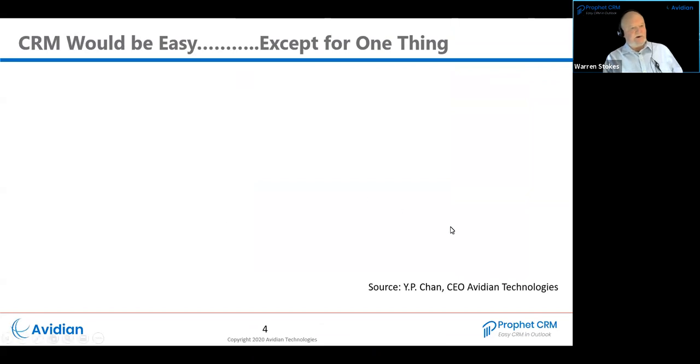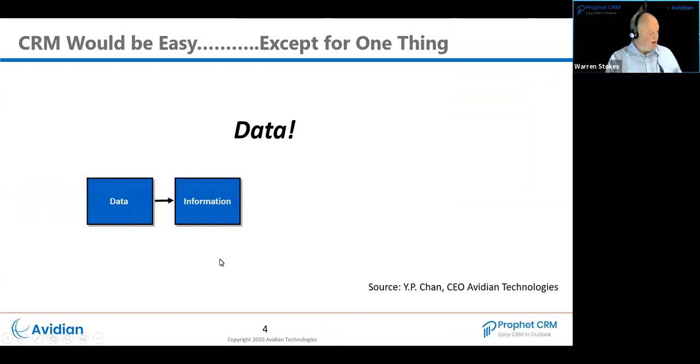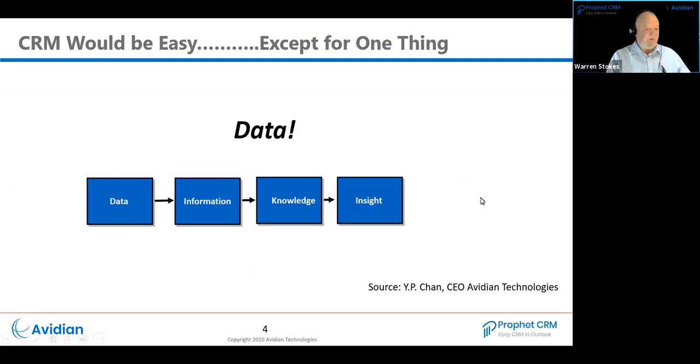I like to say that CRM would be really easy except for one thing, and we're going to focus a lot on this topic today, and that is data. Data is just raw information, and as we start organizing it, it becomes more useful information. Then as we categorize and organize it further and start using a system like Profit CRM, you'll gain useful knowledge out of it. Hopefully at the end of the day, you'll start gaining some insight, which will help you make what I would call data-driven decisions, just basically good decisions based on the data that you have.